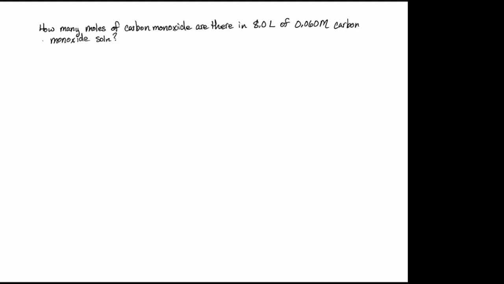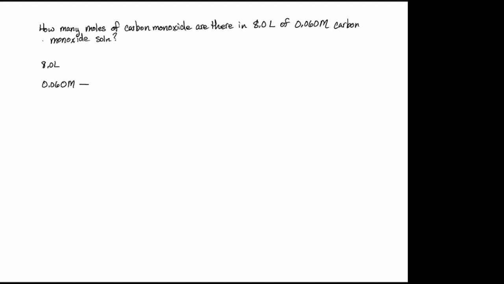First thing I'm going to do is make a list of the information I was given. I have 8.0 liters of the solution. That is 0.060 molar in concentration. The first thing I need to do is figure out which one of these amounts I want to start my calculation with.